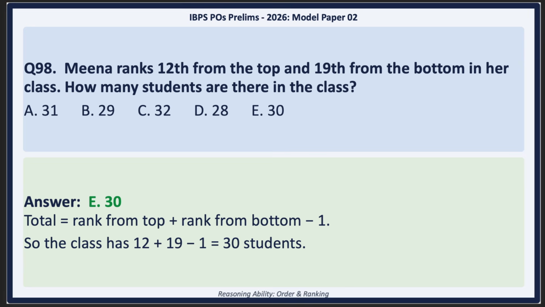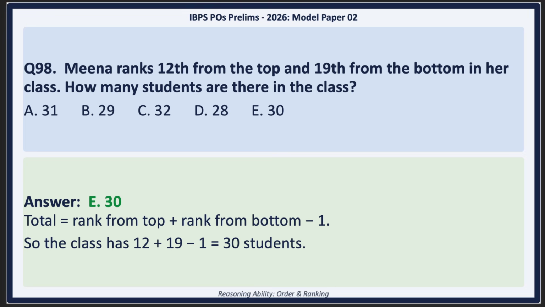Now let's pause on the math for question 98. Meena ranks 12th from the top and 19th from the bottom in her class. How many students are there? Honestly, my brain instantly just wants to add 12 and 19 and say 31. Why is that wrong? Because of the off by 1 error. It is a very common mental glitch. The off by 1 error.